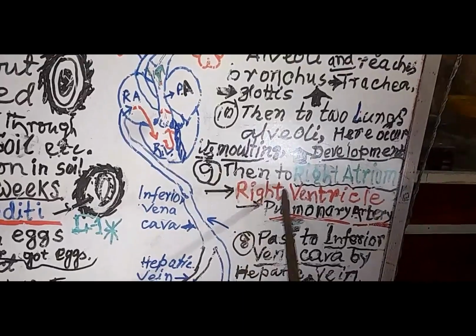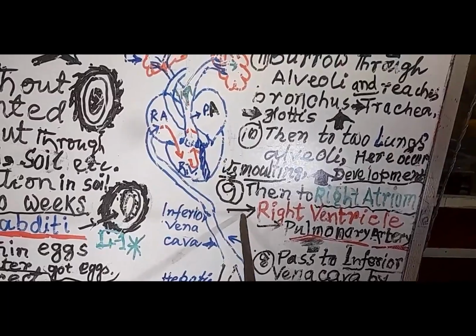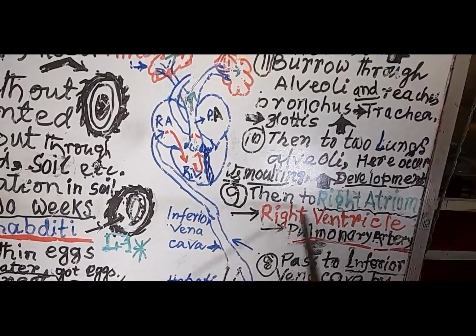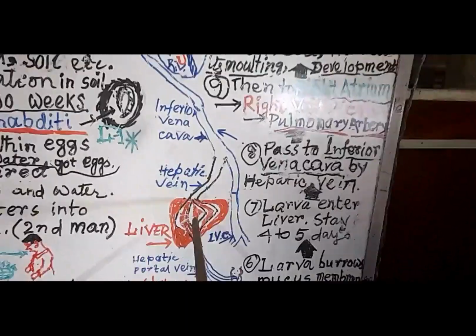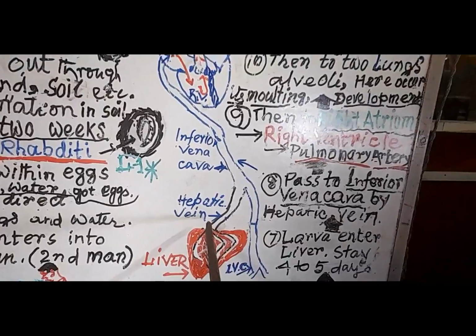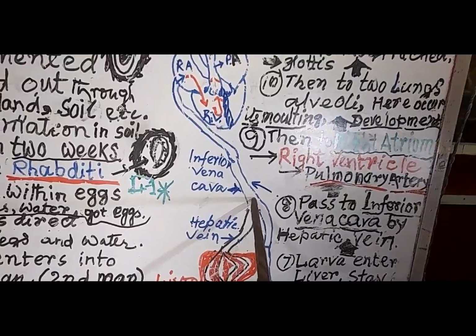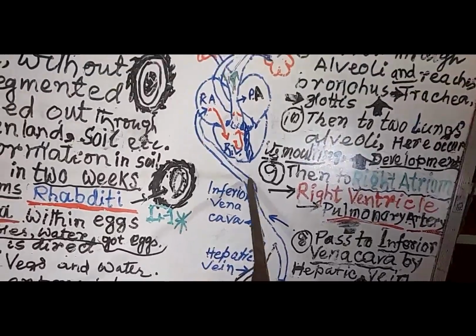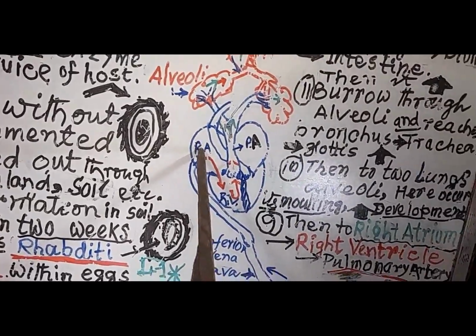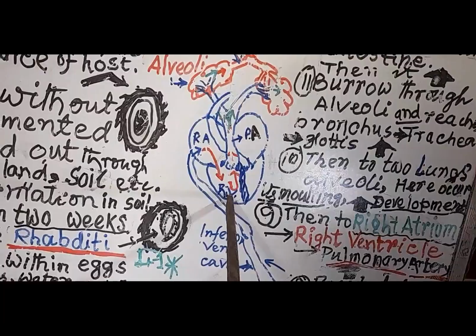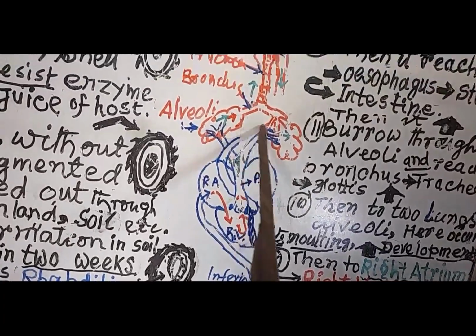Then 9th is to the right atrium. From the right atrium, it runs to the right ventricle, then the pulmonary artery. I am showing this passage. Then from this liver, the larva passes through the hepatic vein to the postcaval vein, or inferior vena cava, or posterior vena cava. Then it enters the right atrium of the heart. From the right atrium, it goes to the right ventricle. From the right ventricle through the pulmonary artery, it goes to the 2 lungs.